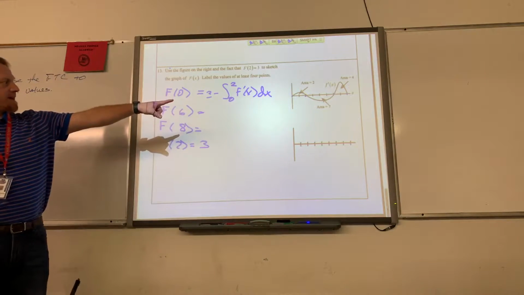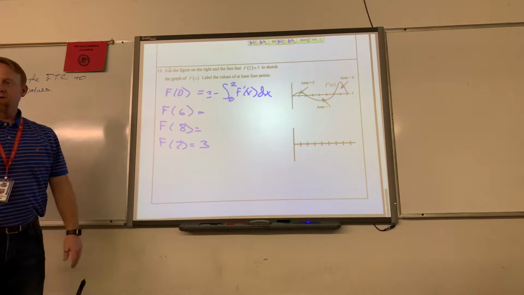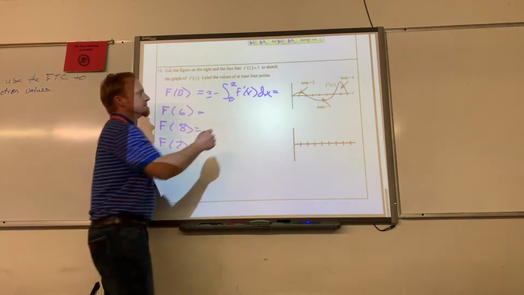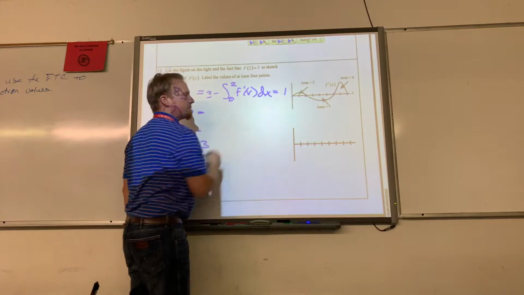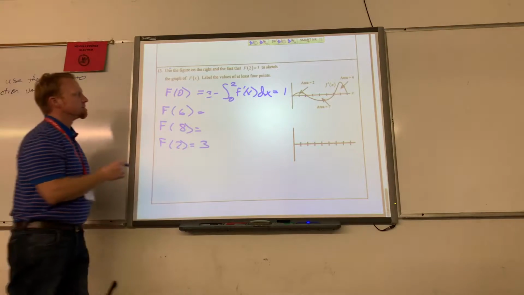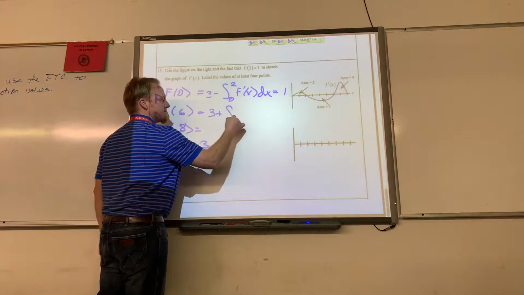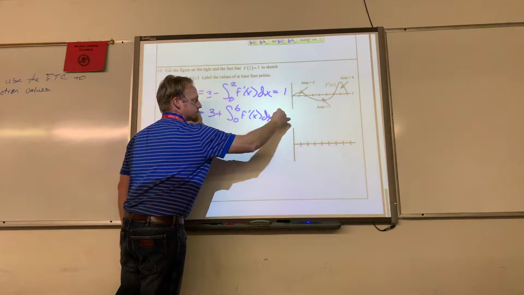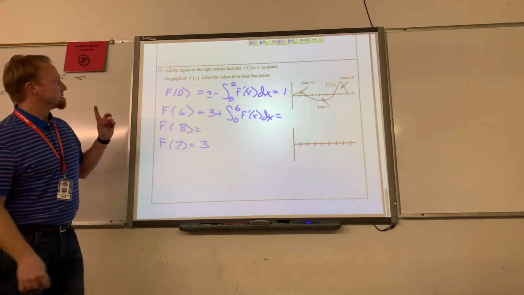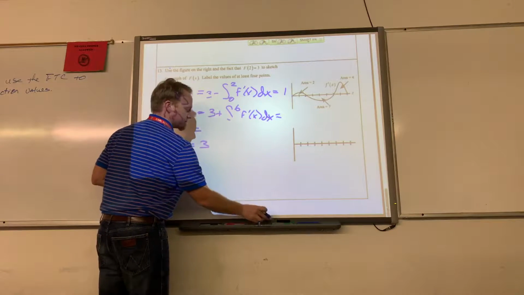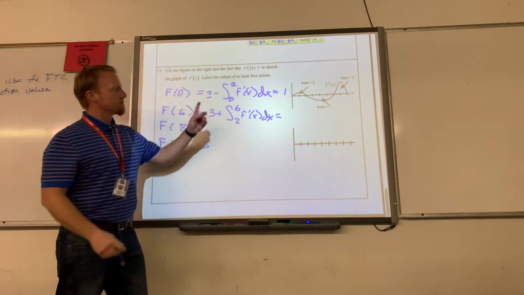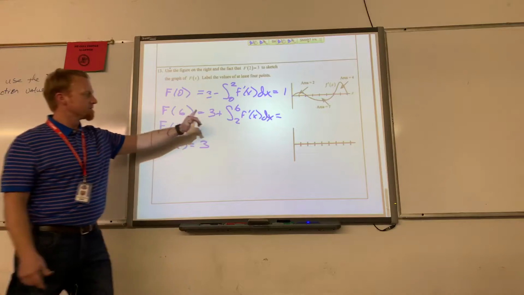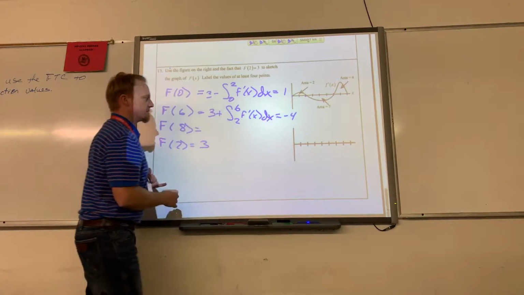All right, so it says that area is 2, so that means f of 0 is going to equal 1, because 3 minus 2 gives me 1. All right. So we go 3 plus, again, 0 is what they gave me, 6 is what I'm wanting. It should be 2, sorry. So from 2 to 6, it says it's 7, but since it's below the x-axis, that means it is negative. So 3 and a negative 7 give me negative 4.